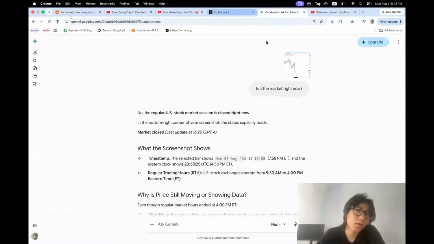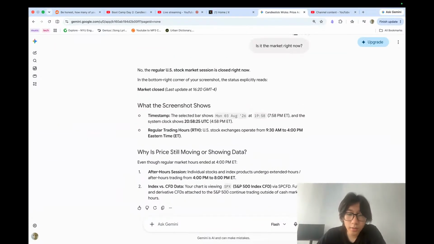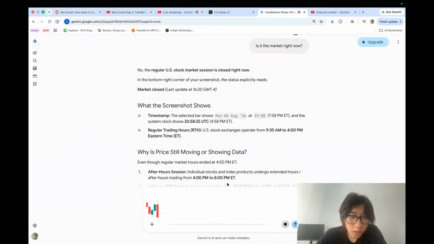Let's just ask AI. Look at this picture. There's a doji in this. It's a bearish doji. It has a longer bullish wick compared to the bearish wick. I just want to know.